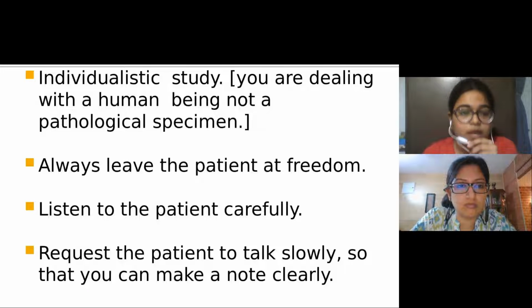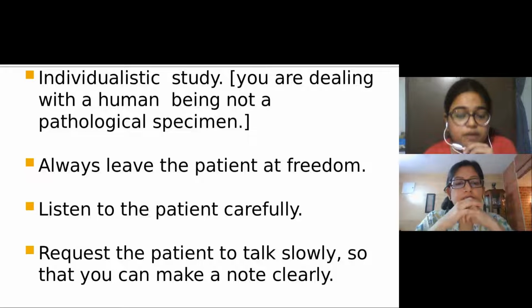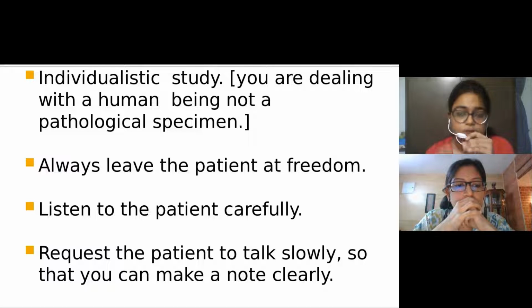So, like we discussed that it is an individualistic approach, so the most important thing is individualistic study. Like we are dealing with a human being, not a pathological specimen, so we have to consider every patient as an individual and every case as an individual case. So always leave the patient at freedom. हमेशा पेशेंट को फ्रीडम दो ताकि वो फ्लो में जो भी बोल रहा है उसकी प्रॉब्लम्स वो अच्छे से बता सके. So always leave the patient at freedom, listen to the patient carefully, अच्छे से सुनो कि वो क्या बोल रहा है. उसको फ्रीडम दो, वो अपने फ्लो में बोलेगा कि ये सिम्टम्स हैं या फिर these are my problems.